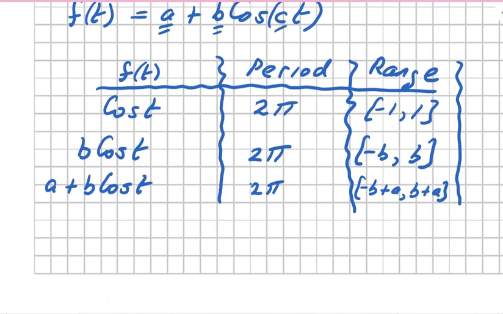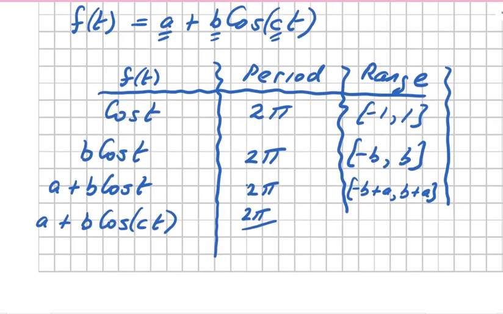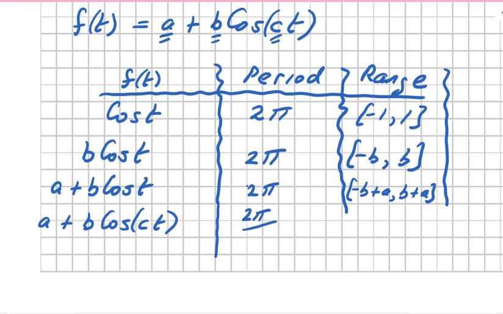And finally, what does the c do here? So let's put that in last. So a plus b times the cos of ct. Well, what that does is it takes the period and divides by the number in front of t. So again, for example, if that was 2t, the period goes from 2 pi to pi. If it was 3t, the period becomes 2 pi over 3, etc. So the period now becomes 2 pi over c. And it doesn't change the range this time, so the range stays at -b plus a and b plus a.